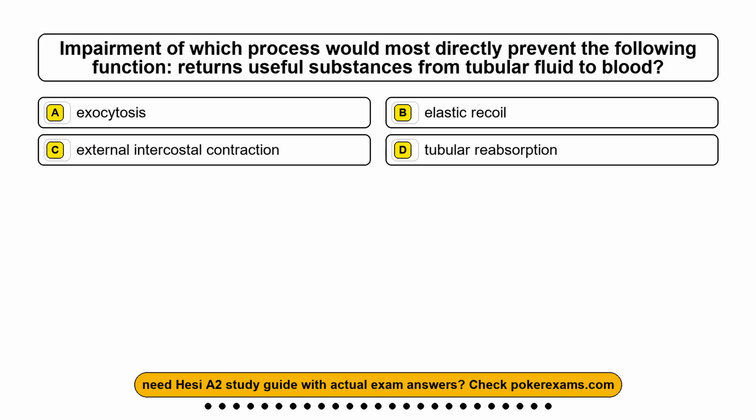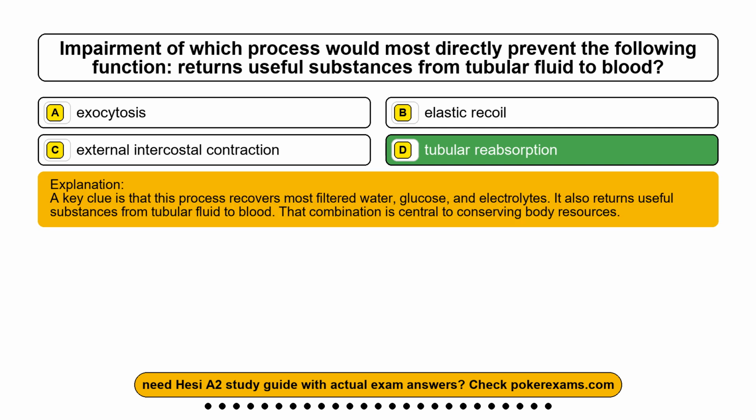Question 9. Impairment of which process would most directly prevent the following function? Returns useful substances from tubular fluid to blood. Option A, exocytosis. Option B, elastic recoil. Option C, external intercostal contraction. Option D, tubular reabsorption. The correct answer is option D, tubular reabsorption.